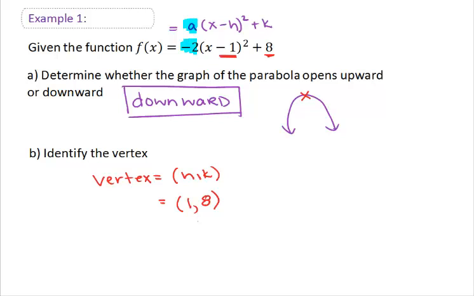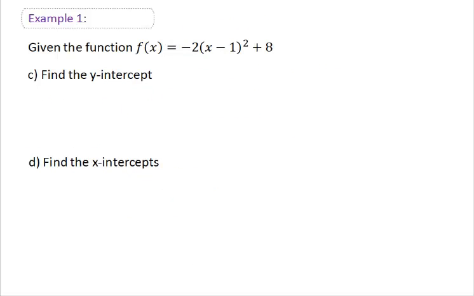Now those are the most important things on this parabola, but we actually can come up with more details about it. So let's talk about that. We want to figure out how to come up with the y-intercept and the x-intercepts of this exact same graph, my function of -2 times (x minus 1) squared plus 8. Well, hopefully you remember this from last week's material.